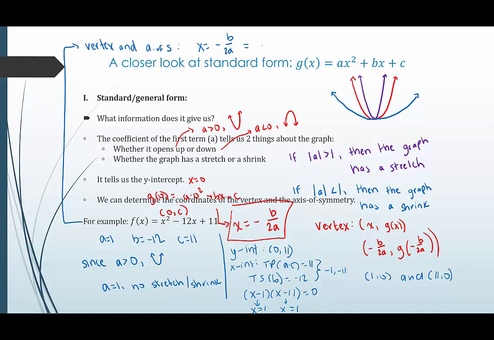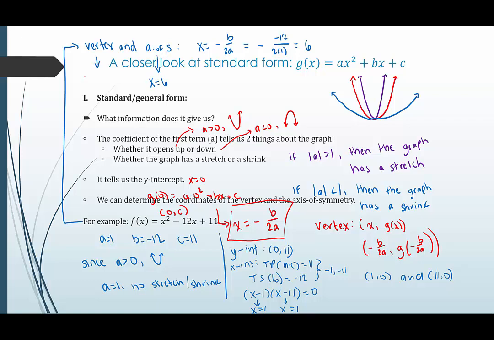So for our example, we have negative b, which is negative 12, over 2 times 1. We have two negatives here, so since we have two negative factors, we're going to end up with a positive. And then in the denominator, 2 times 1 is 2. 12 divided by 2 is 6. So we end up with a positive 6 as our x-coordinate of the vertex. This is also the axis of symmetry. So the axis of symmetry is x equals 6.